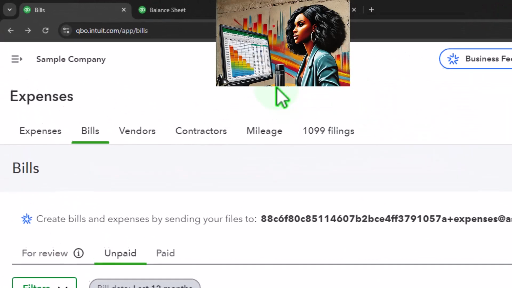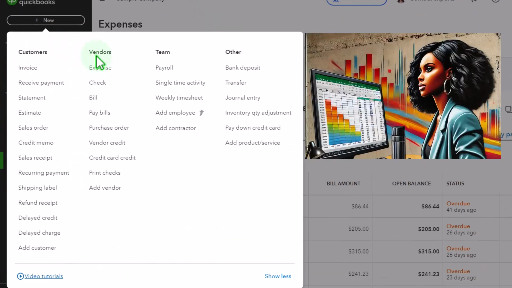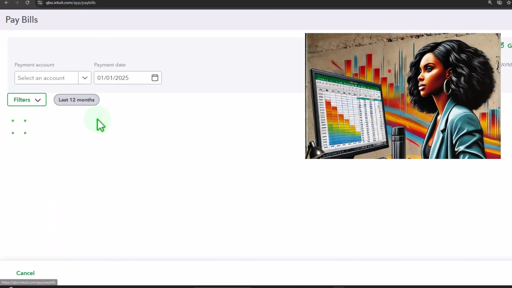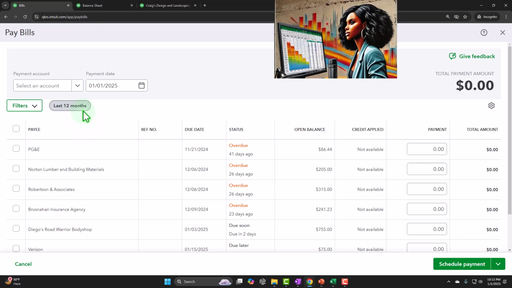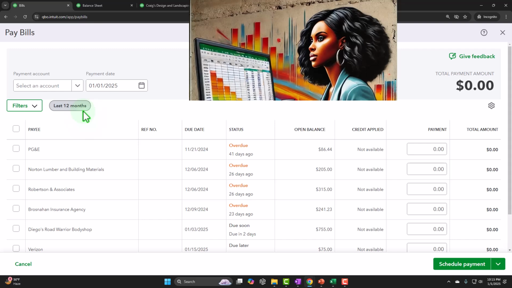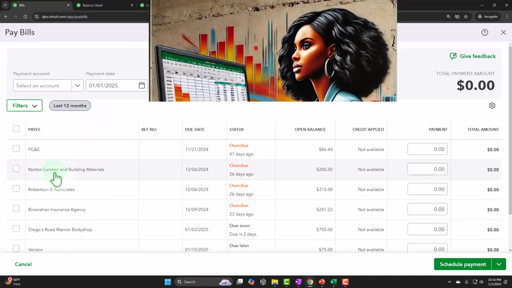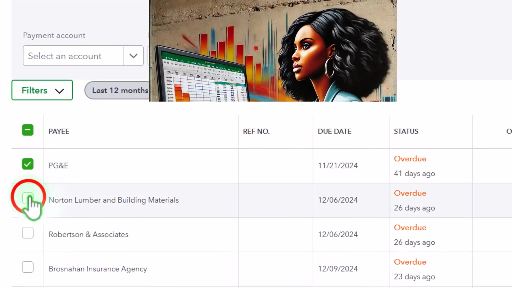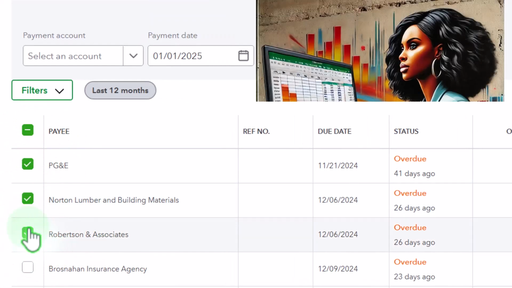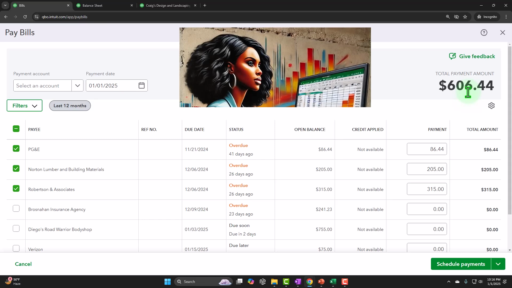You can go in there directly once again with the hamburger, the plus button under vendors, and then pay bills. Notice that this form is just like all the other forms, except that we can actually pay multiple at the same time, right? I can check multiple of these, so I might want to pay all of the overdue items, which would be $606.